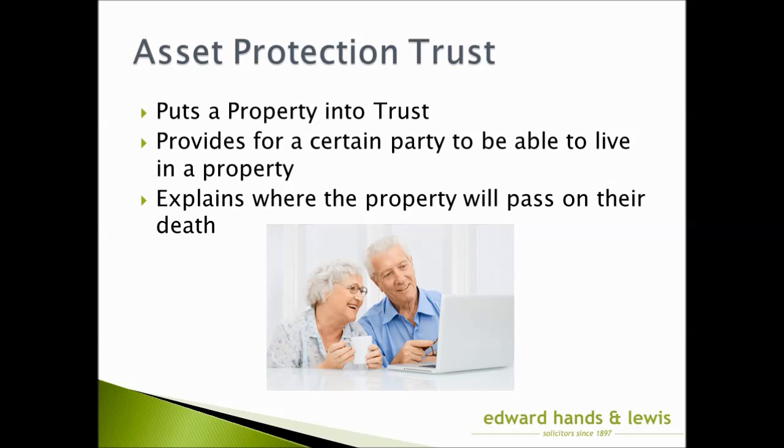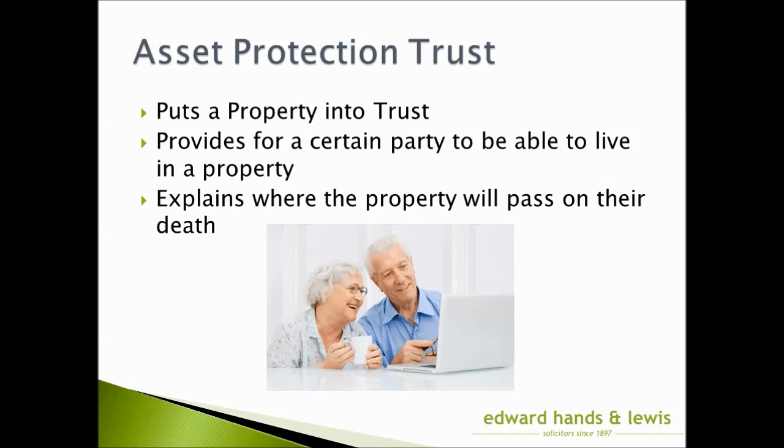The asset protection trust, though, does allow the person giving the property away to determine who will receive this asset on their death. An example of an asset protection trust that I've done recently was for a husband and wife who lived with their adult daughter and grandchildren. The daughter and grandchildren have no legal interest in the property at all, so this was owned by the husband and wife.